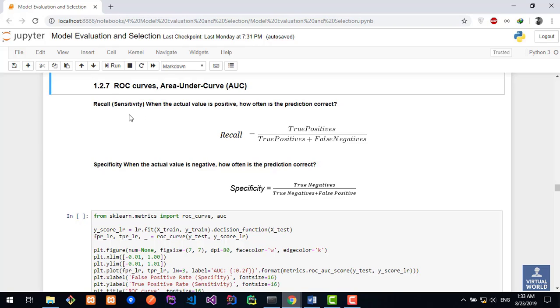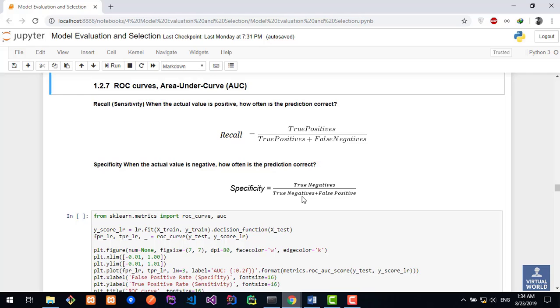Now the second term is false positive rate or specificity. False positive rate is defined as the proportion of actual negatives which got predicted as negative. In other words, when the actual value is negative, how often is the prediction correct? Specificity can be calculated by dividing true negatives over true negatives plus false positives. The higher the value of false positive rate would mean higher value of true negative and lower false positive rate.